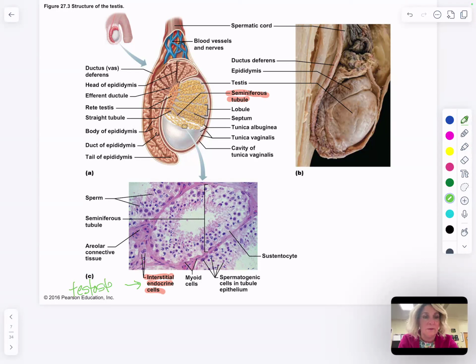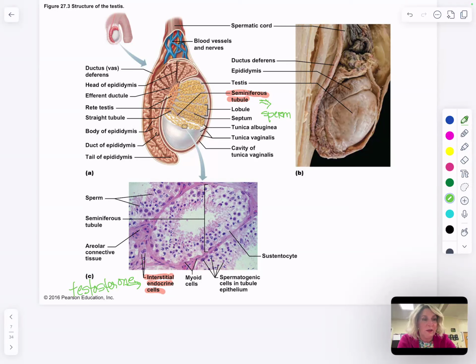Testosterone. So seminiferous tubules produce the sperm. That's an arrow, by the way. I don't know if you could tell. Anyway, and then the interstitial endocrine cells produce the testosterone.